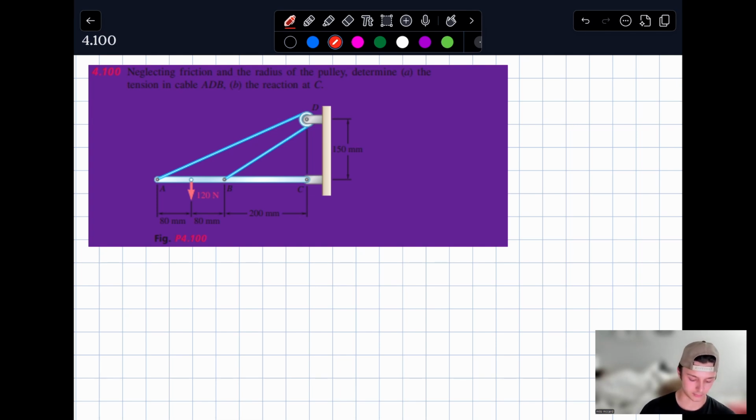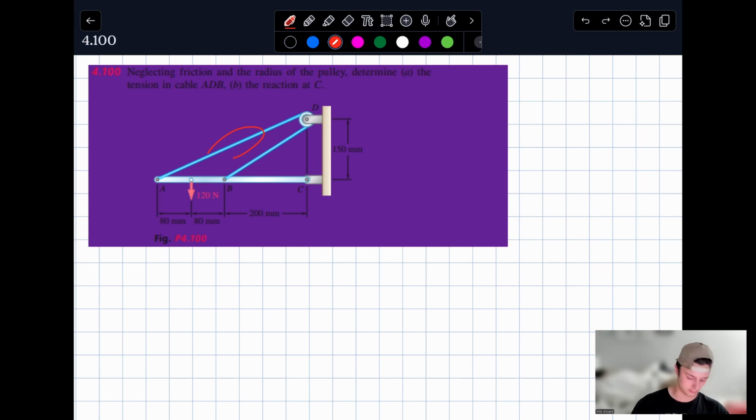All right, so we're going to be doing this problem right here, 4.100, out of Statics and Mechanics of Materials by Ferdinand. I think it's like second edition or something. Anyway, we've got this member right here, ABC, and it's attached to one continuous cable in two spots, and then it has an applied force.